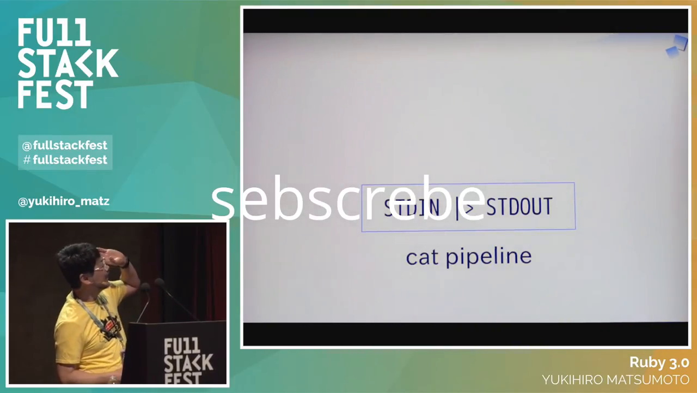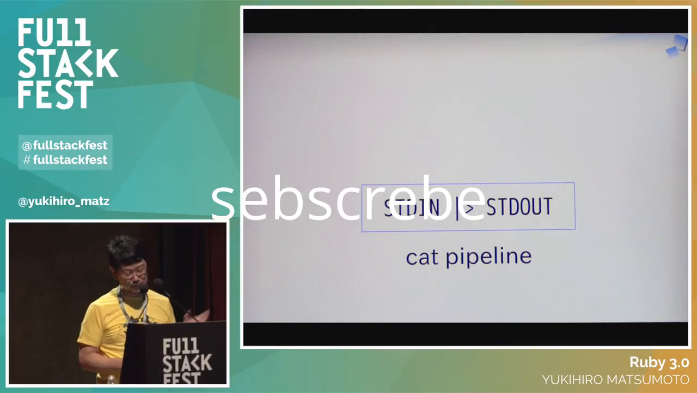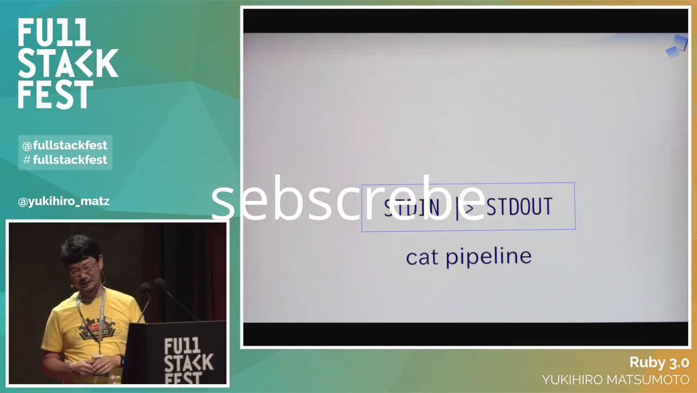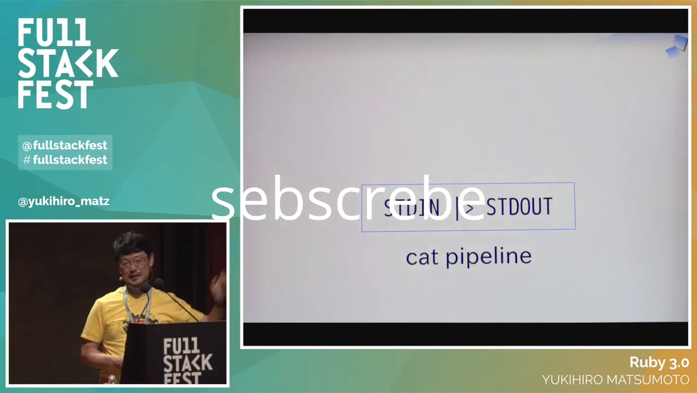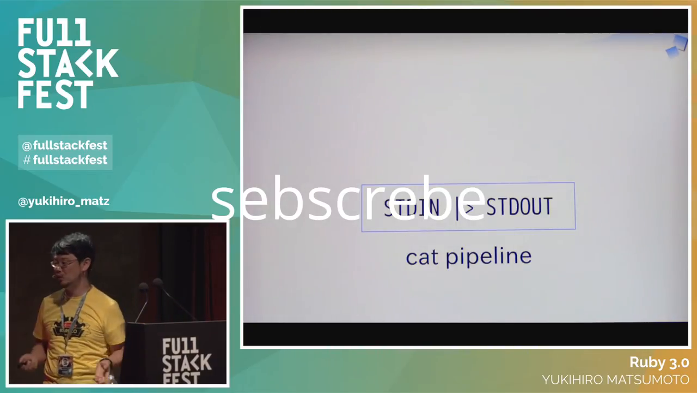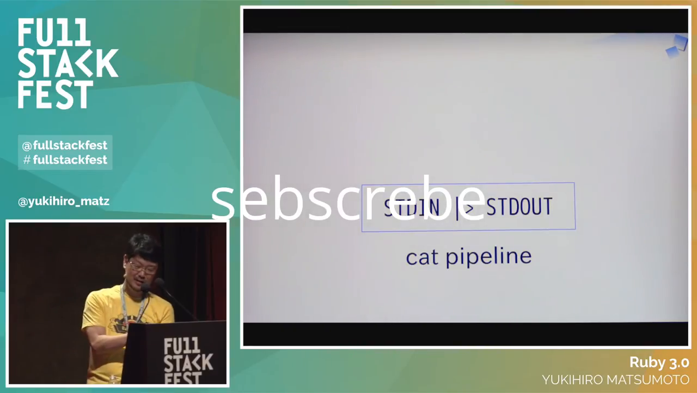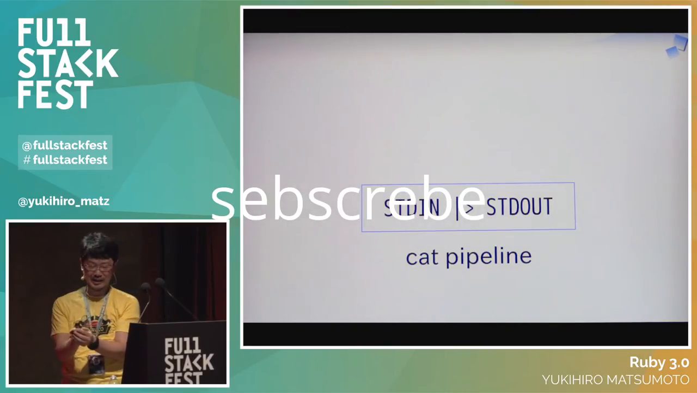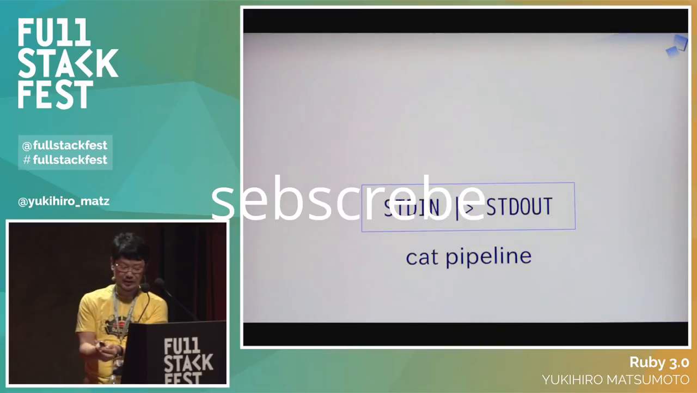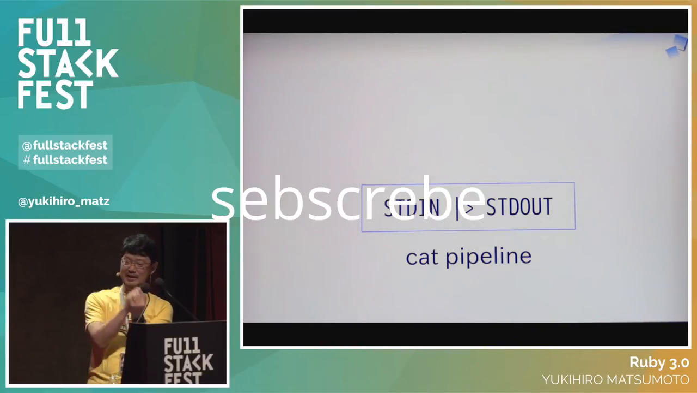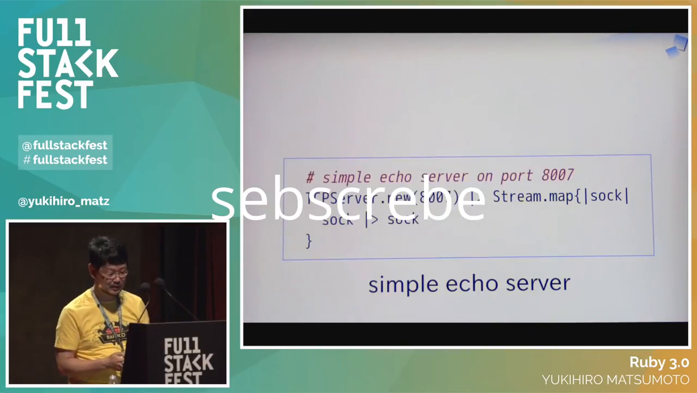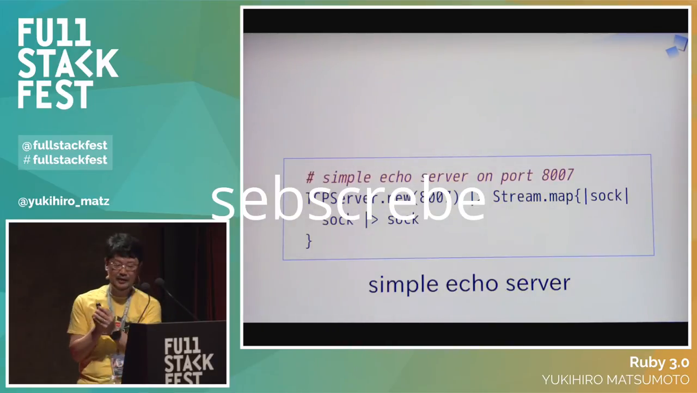OK, standard in pipes into standard out. This is the statement to prepare some kind of stream or pipeline from standard in to standard out. That works just like a cat program. Read standard in, then write standard out.